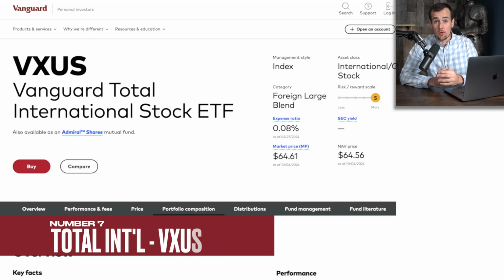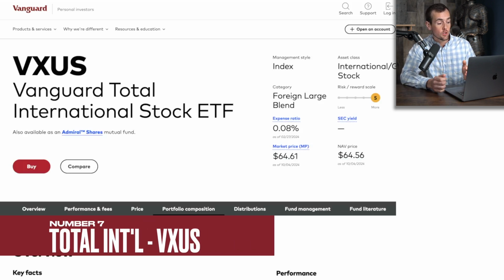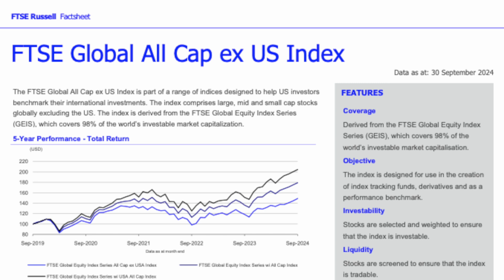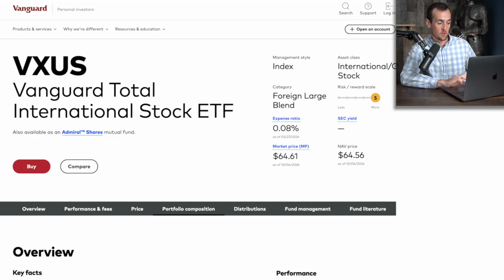Up next, we have another international equity fund, which is VXUS, the Vanguard Total International Stock ETF. This fund tracks the performance of the FTSE Global All Cap ex US Index, and this provides investors with exposure to 98% of the entire investable market cap of the global stock market, excluding the United States. So this is going to be strictly international exposure.